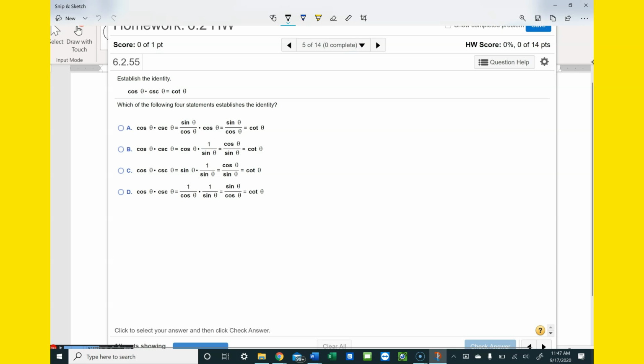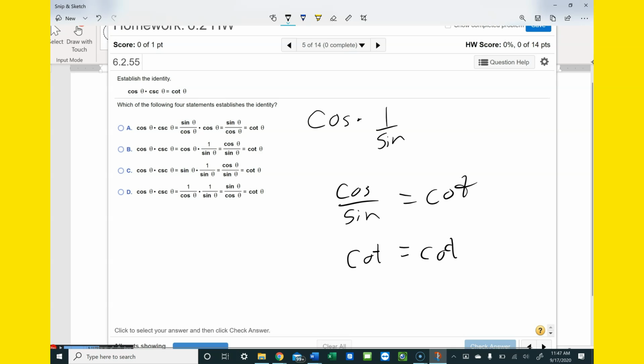Again, I'm thinking get things in terms of sine and cosine. So say you had cosine here times cosecant, that's 1 over sine. And so I'm just working on the left side here. And so if I do cosine, that then becomes cosine over sine. And so cosine over sine is cotangent. So you got cotangent equals cotangent, and you're done.